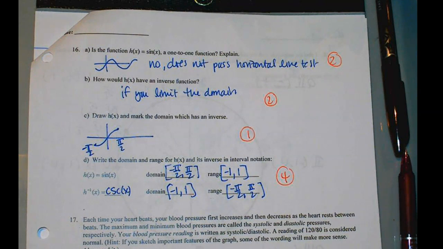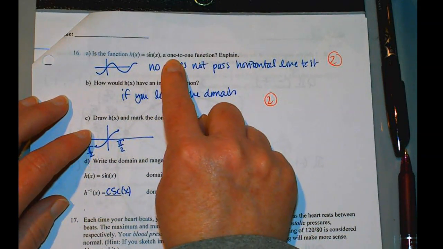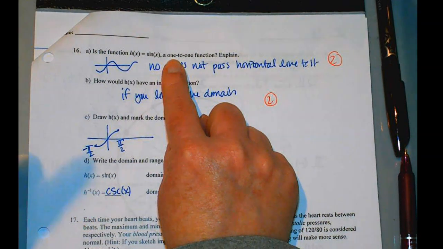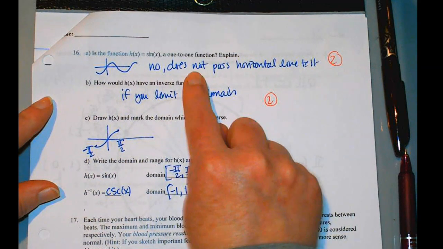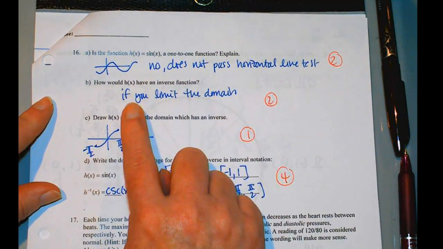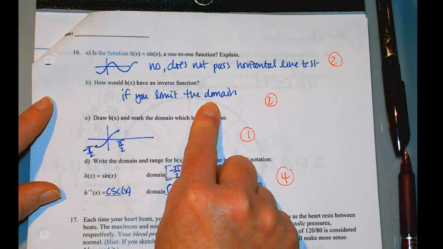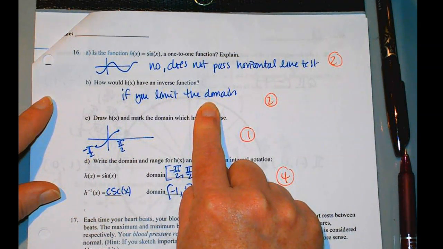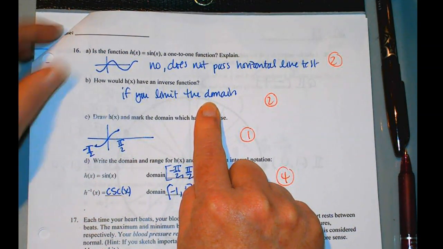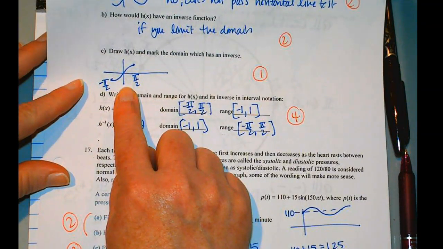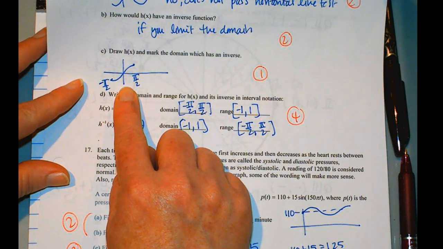A huge number of students didn't know A. One-to-one is not just that it's a function, it's that every x has a y and every y has one x. It goes backwards. So this was enough to say that answer. How would you have an inverse function? Limit the domain. We talked about that a lot, and we said in this case, everybody has to agree on the same thing.